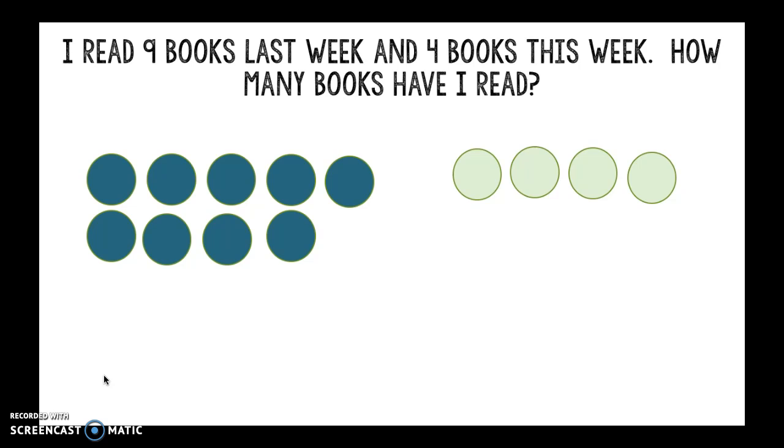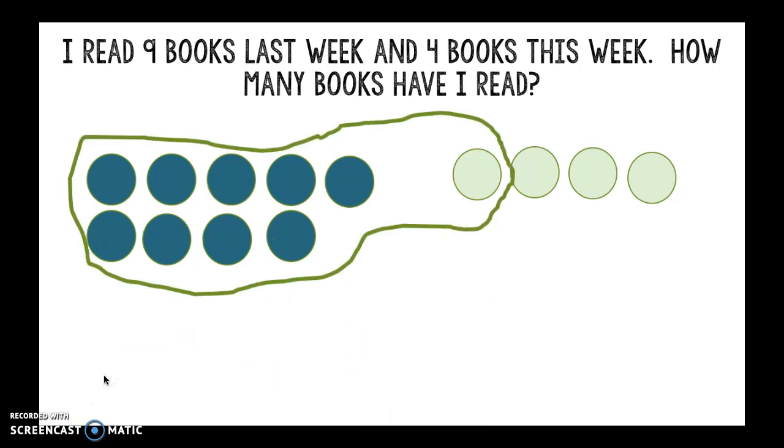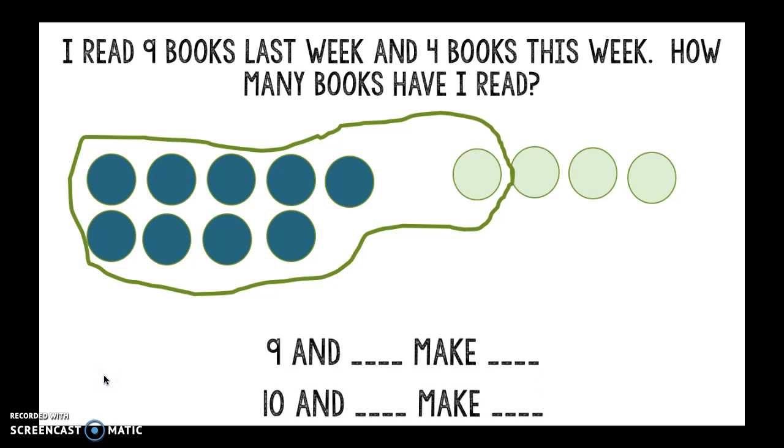All right, so it says I read 9 books last week and 4 books this week. How many books did I read altogether? I'm going to go ahead and circle to make my 10. You do it too. Yeah, because 9 plus 1 more, that's going to make 10. I could say 9 and 1 make 10. And then now I just have to add my 10 to what's left over. So 10 and 3 make, let's count up, 10, 11, 12, 13. Did you get 13 as your answer? Oh, good job. I was busy reading and you've been busy doing math. Go ahead and pause it while you erase your board.